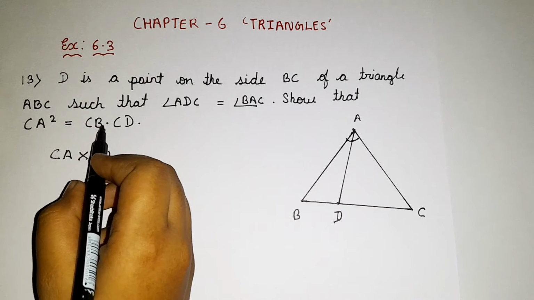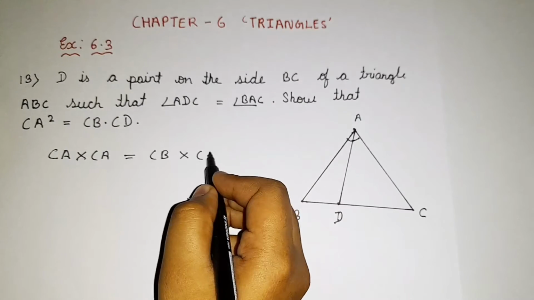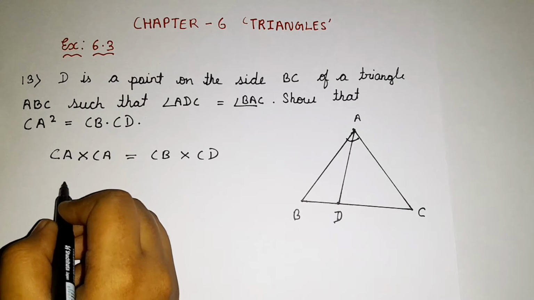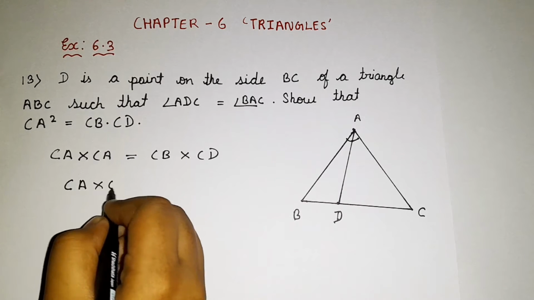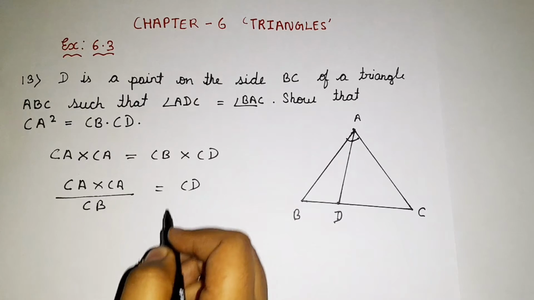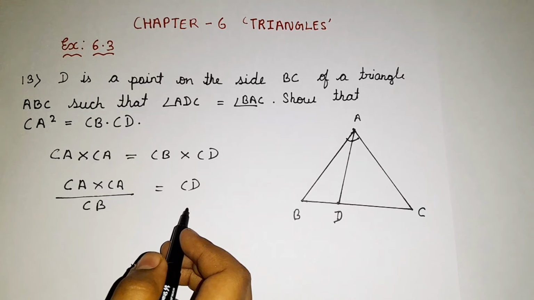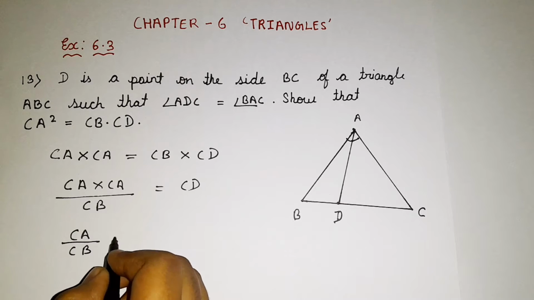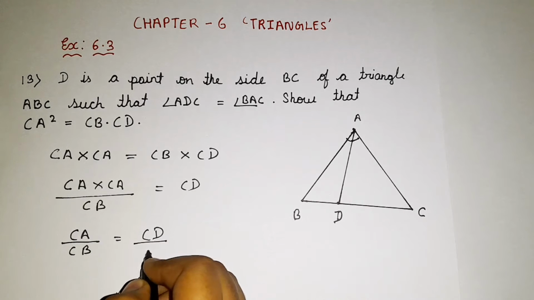And here we have dot, right? Dot is nothing but into. So CB into CD. Here let me get this CB to this side. If I get the CB to this side, then it changes into division. So now here it is CD. Now I have one CA right over here. If I get the CA to this side, then it changes into division. So if I write CA by CB is equal to, I am getting the CA to this side. When it comes to this side, it changes into division.